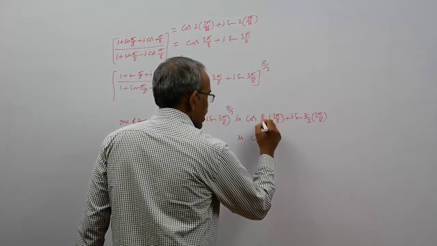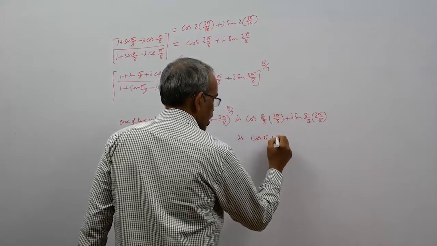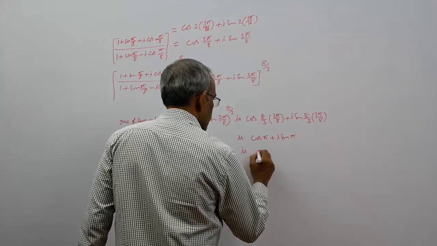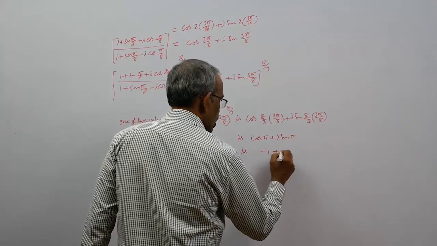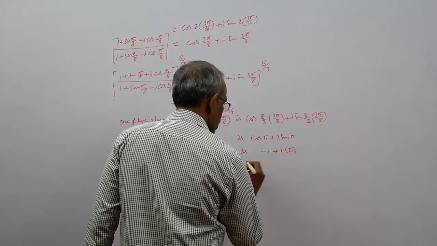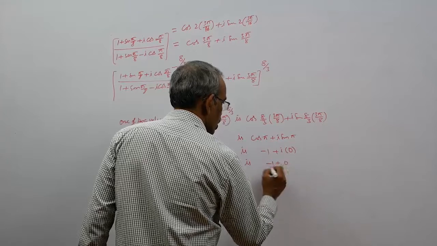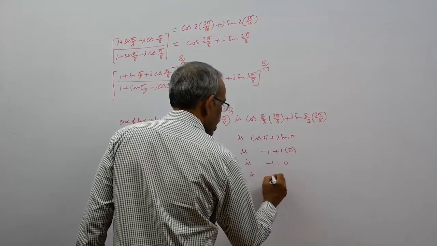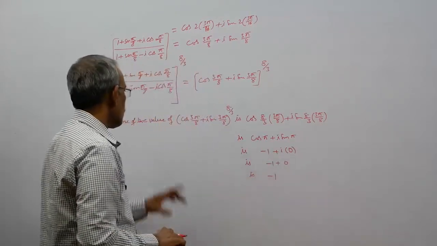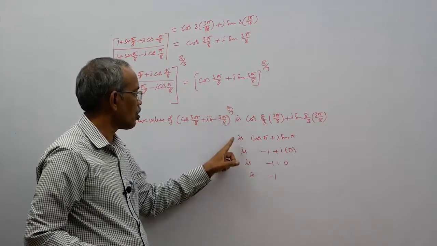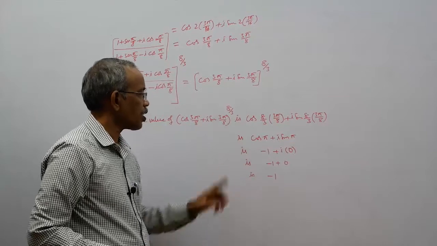8 cancels, 3 cancels, here we get cos pi plus I sin pi. Cos pi is equal to -1, I into sin pi is equal to 0, that is -1 plus 0, that is -1. Therefore one of the values of cos 3 pi by 8 plus I sin 3 pi by 8 whole to the power of 8/3 is -1.